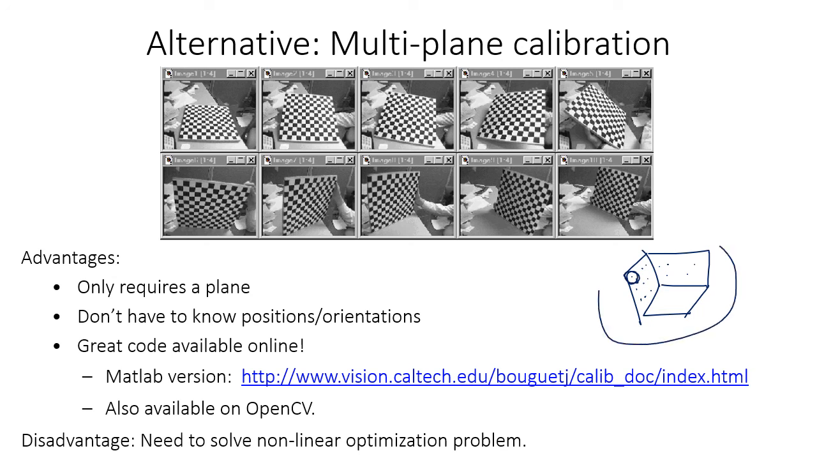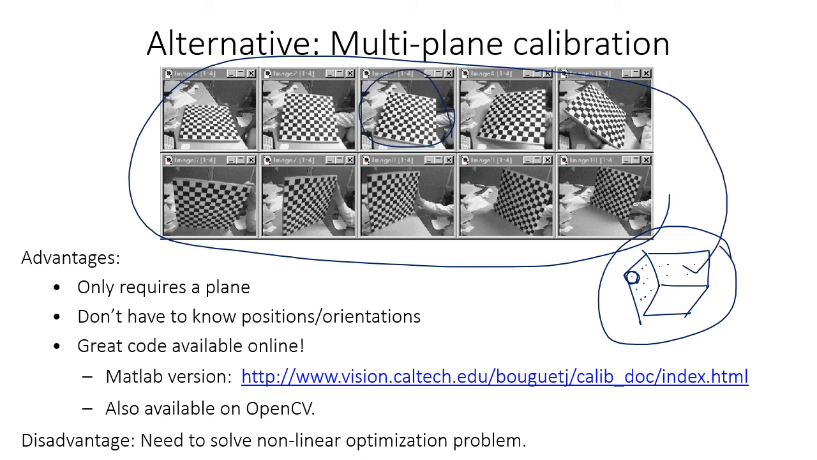So it is one approach to calibrate the camera, but the most popular is using a plane. Maybe you see this color checker pattern. By capturing more than 10 images, we can also get the camera calibration matrix, the camera matrix. The advantages of this multi-plane calibration are that it only requires a plane, and we don't have to know its position or orientation.